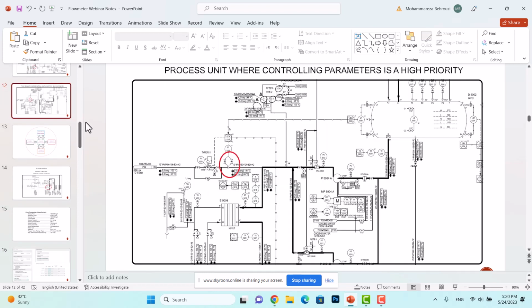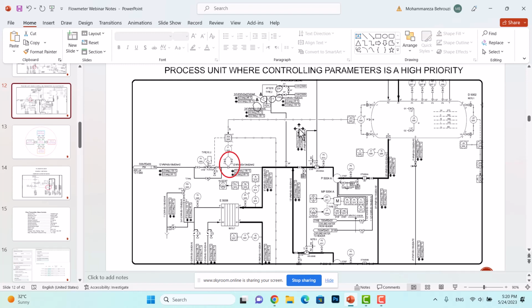Then we have typical process units, process units where the controlling parameter is a high priority. We use orifice flow meters. Orifice flow meters are the most common types. One example of such process units is distillation units. In my last projects, in distillation units, for all measurements of flow rates, we used just orifice flow meters. Why? Because we wanted to deal with the control of the flow of reflux to the tower or the inlet to the tower.